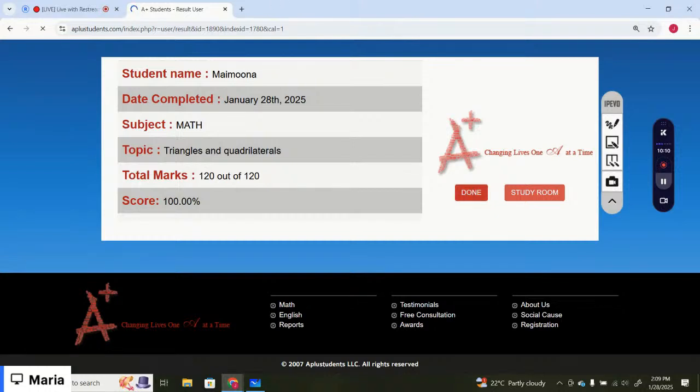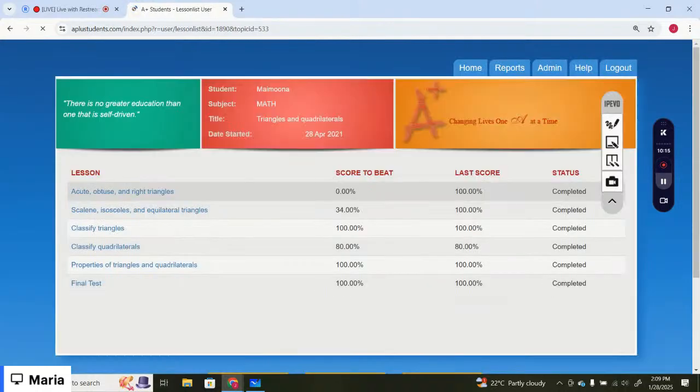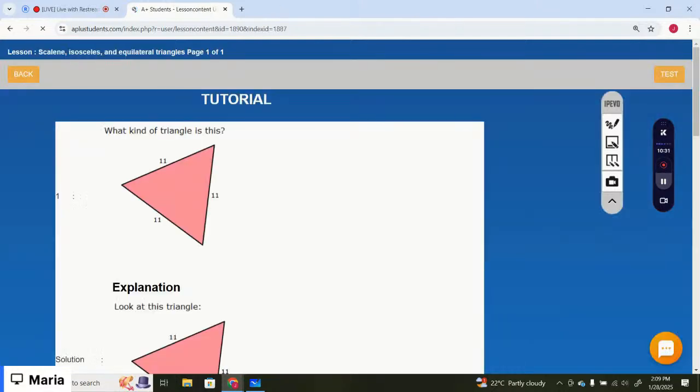Okay, we are done with the lesson. Let's start with the next lesson. The next lesson is scalene, isosceles and equilateral triangles.